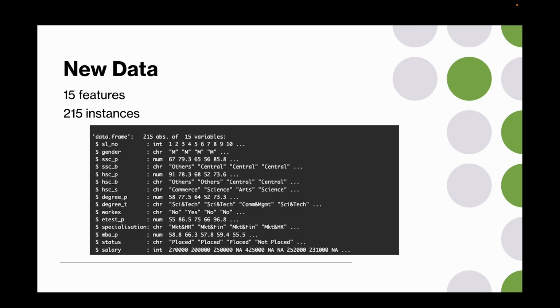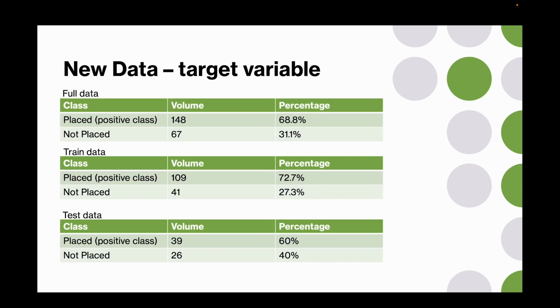But similar to the previous ones, it also has a mix of numerical and categorical features. The target variable here is the status, which has two classes, placed and not placed. As you can see the distribution here, the placed class is the dominant class here. It has almost 69% in the full data set. It is also the positive class. But because of the major distribution difference, it might affect our prediction result, which I will be showing you later.